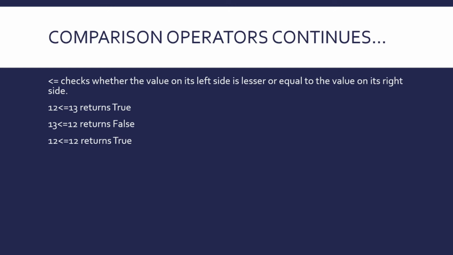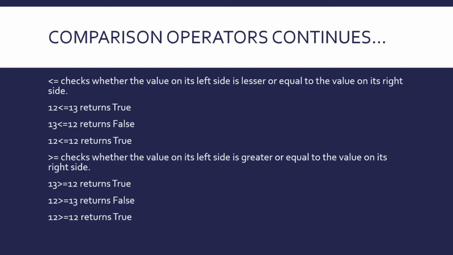So next is the less than or equal to operator. It will check whether the value on its left side is lesser than or equal to the value on its right side or not. So 12 is lesser than 13, that's why it printed True. 13 is neither lesser nor equal to 12, that's why it returns False. And 12 is not less than 12, but it is surely equal to 12, that's why it returned True here.